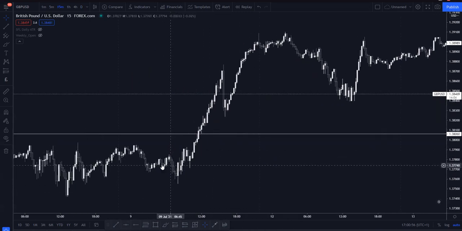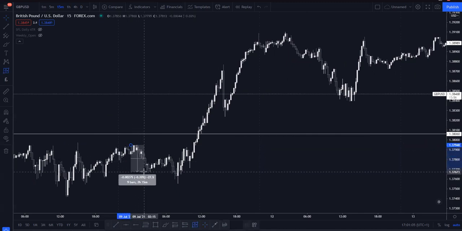So you can see from 7 a.m. Asia is trading within this consolidation here where the market doesn't really move. From the high to the low, there's only about 27 pips. As I was saying, the Asian session was only 27 pips here.